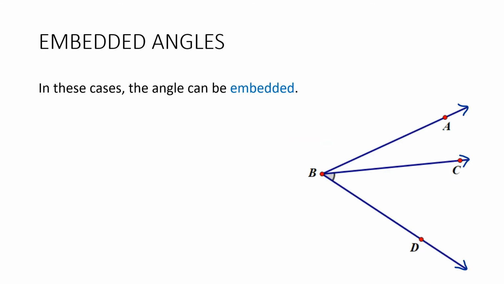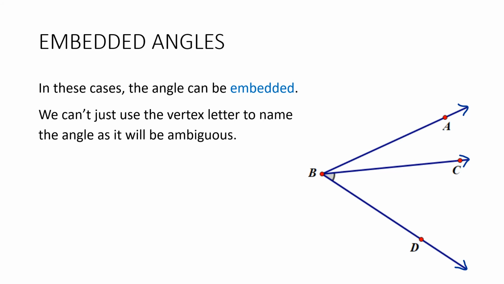Now in these cases, these angles are said to be embedded, and that just means that they're inside another angle or another shape. And the really important thing about embedded angles is that we can't use the single vertex letter to name the angle. So we can't say that that angle there is angle B, because it will be ambiguous. And remember, ambiguous means confusing. If I say angle B here, am I referring to this angle, or this one, or the outside angle? Because they've all got vertex B. So we have to use 3 letters. So that highlighted angle there could be angle CBD, or angle DBC.